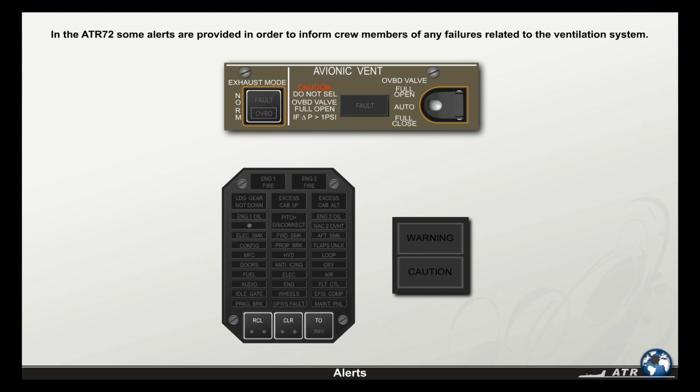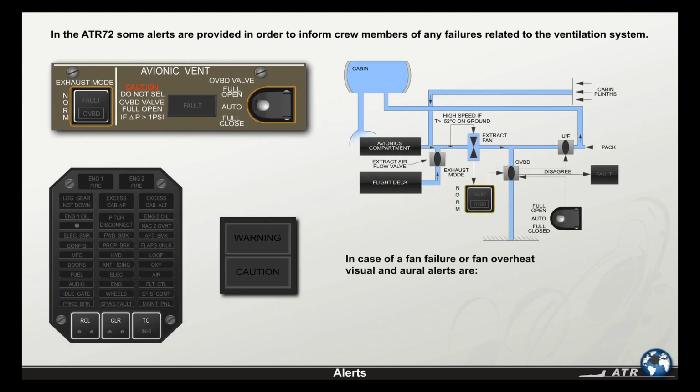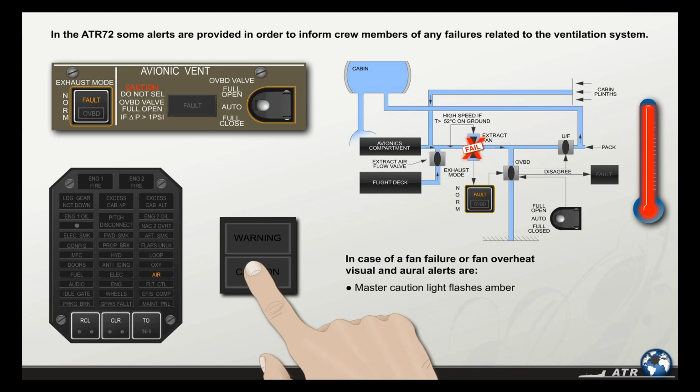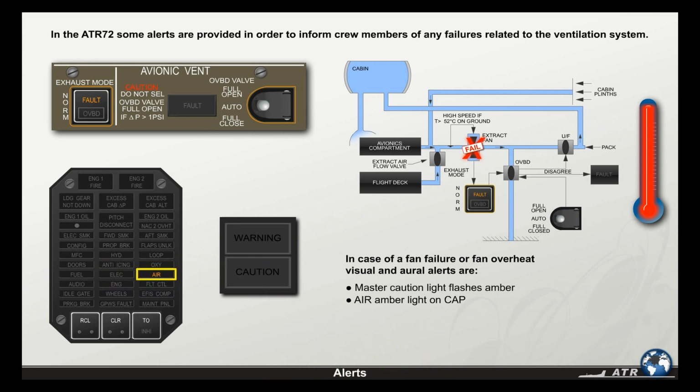In the ATR 72, some alerts are provided in order to inform crew members of any failures related to the ventilation system. In case of a fan failure or overheat, the visual and aural alerts are: the master caution light flashes amber. The air amber light is displayed on the CAP. The exhaust mode fault amber light is displayed on the exhaust mode push button. A single chime is generated by the CCAS.